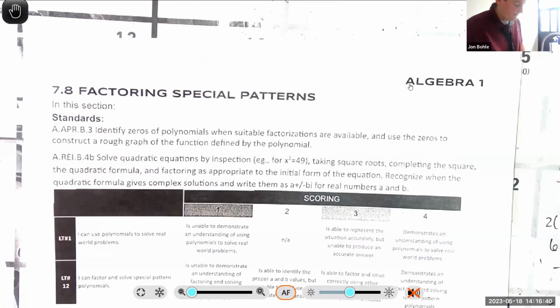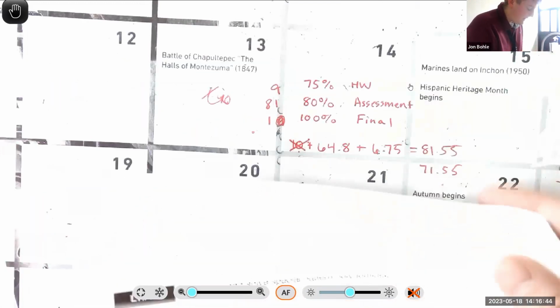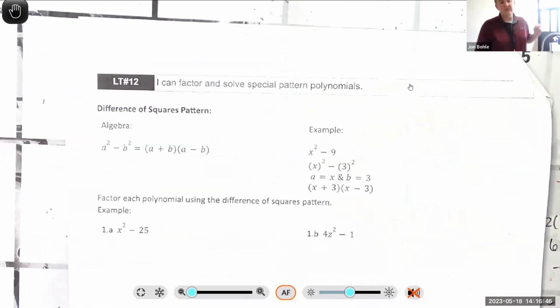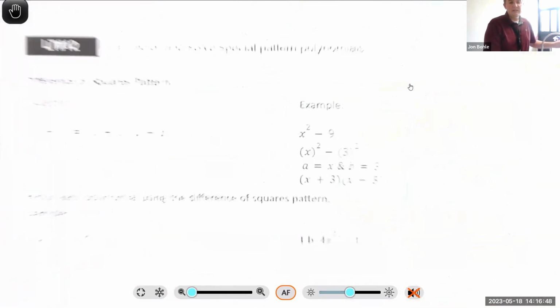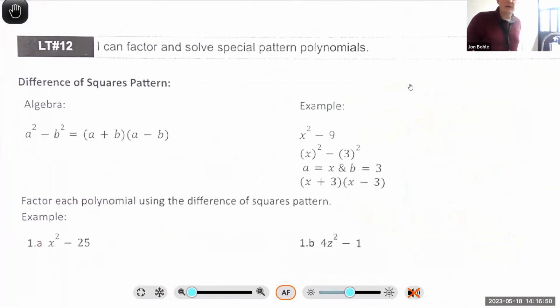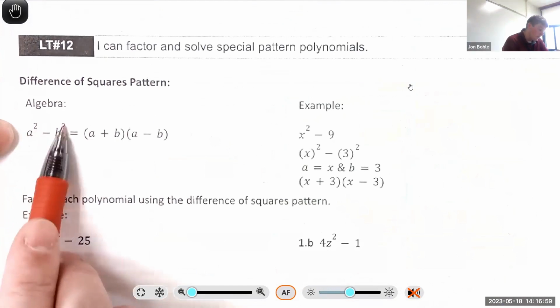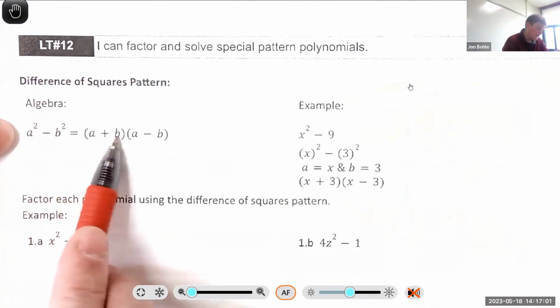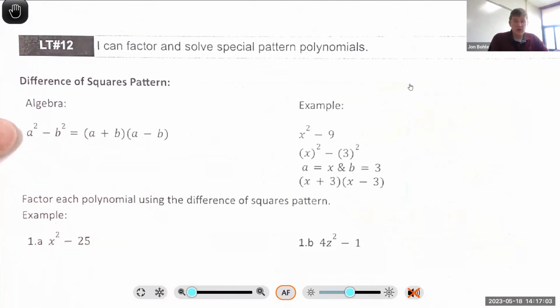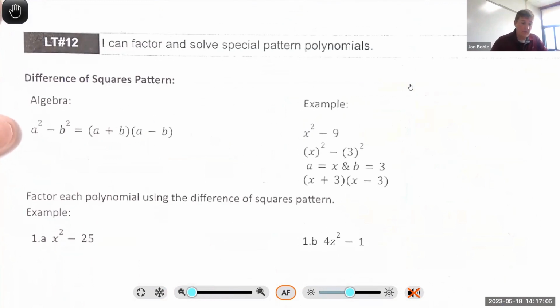Here's the first one, and the most common one right off the bat is going to be your difference of squares pattern. The thing that's nice about these is your difference of squares pattern is the same as the difference of squares pattern in the first half where we multiplied. If I have a perfect square, a squared, minus a second perfect square, b squared, it's going to factor into a plus b times a minus b. The only trick is you have to find what that a and b value are.